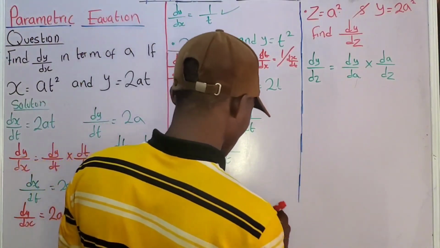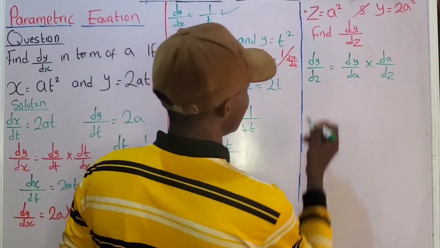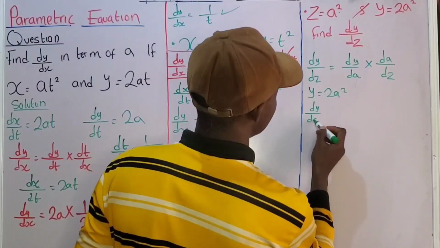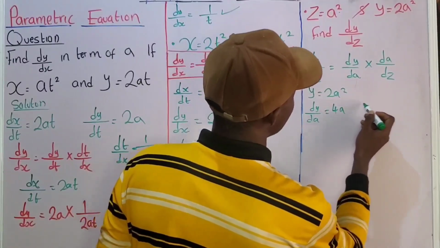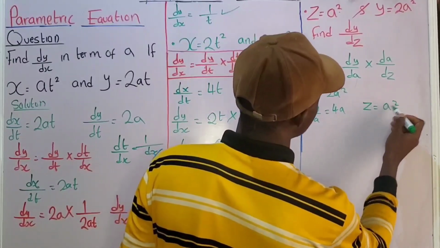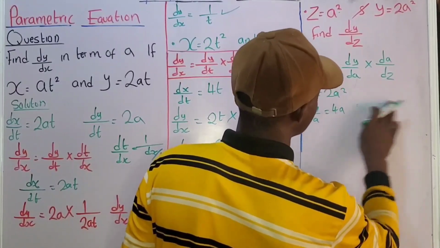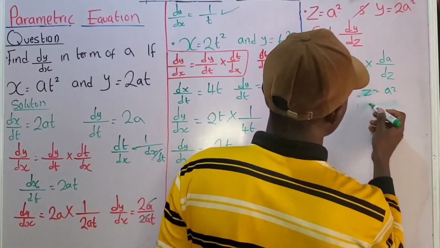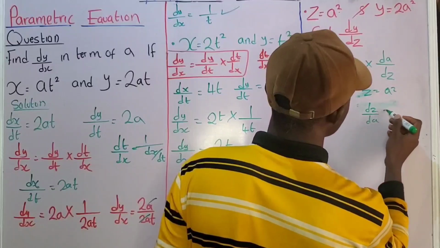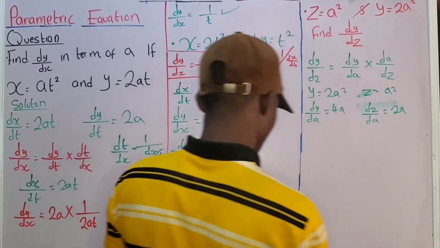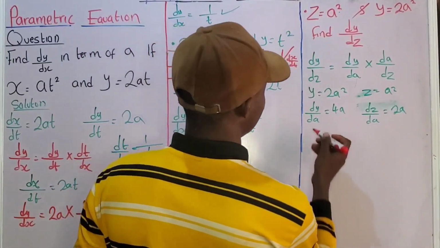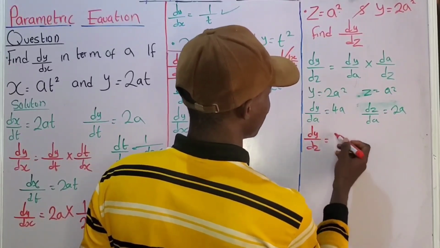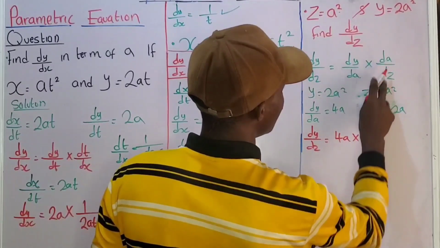Now let us find dy over da. Since y equals 2a squared, dy all over da is equal to 4a. Now z equals a squared. Okay, let me write it on the top. Please pay attention. z equals a squared, dz all over da is equal to what? 2a. Okay, now having done that, we can proceed like this. dy over dz is equal to dy over da, that is 4a, multiplied by da over dz.